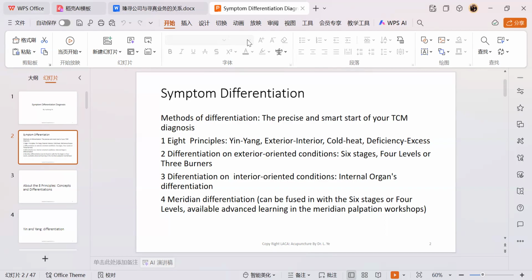However, meridian differentiation can still mix in with the eight principles to work out a structured diagnosis in an even better way, and also give you the guidance to find the most dominant factors or the more pronounced factors in the pathology thinking. But basically, today's lecture will be more focused on the eight principles and the symptom differentiation diagnosis.